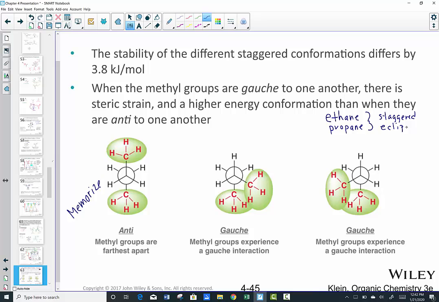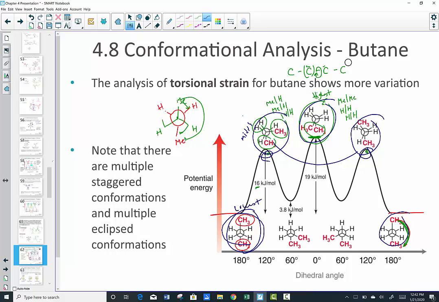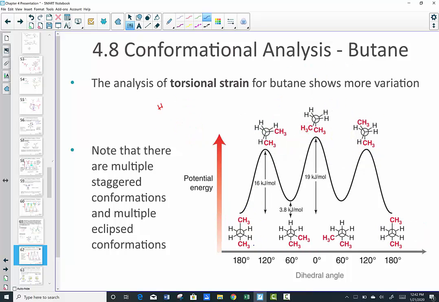But now with butane, eclipsed, we have 3 unique conformations, so we need more words. Alrighty. So the first is called an anti. The anti is when the methyl groups are the farthest apart. And we said that this was the most stable conformation. The anti position on this potential energy diagram is when the methyl groups are the farthest apart from each other. All right, those are both anti positions.